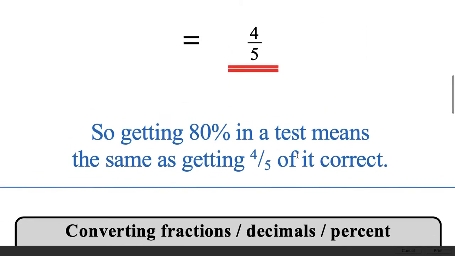So as I said, getting 80% in a test means the same as getting 4/5 of it correct. Do write that down.